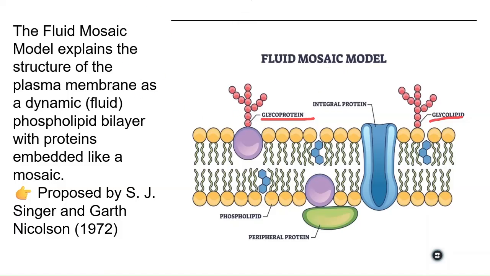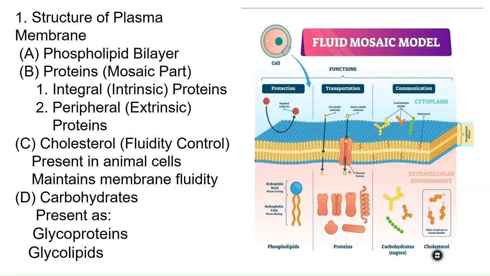Now, in addition to this, our fluid mosaic model also has, can you see these children? This is nothing but cholesterol. We will be learning in detail about cholesterol. Cholesterol plays a major role in maintaining the proper fluidity of the plasma membrane. Let us move on to the next one.